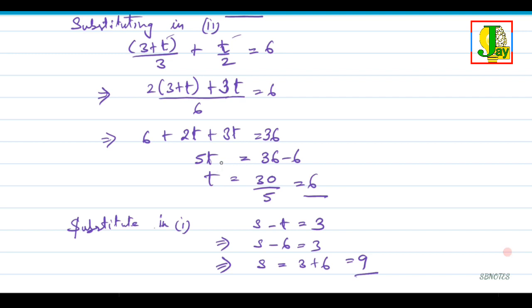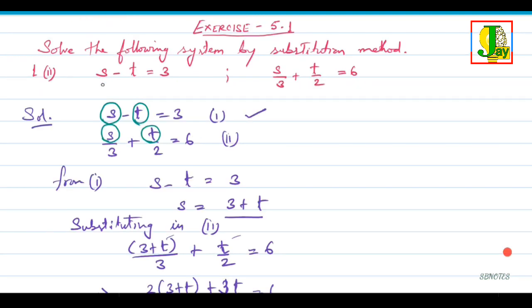Now if you want to check whether your solution is correct or not, you just have to put those values in the original equations. Let us check it. If you put s equals 9 and t equals 6, the left hand side 9 minus 6 is 3, which is equal to the right hand side. So our solution is right according to this equation. Now let us put those values in the second equation. We get 9 by 3, that's 3, and 6 by 2, that is also 3, and so 3 plus 3 equals 6. So our left hand side is equal to the right hand side, hence the solution we have got is right.